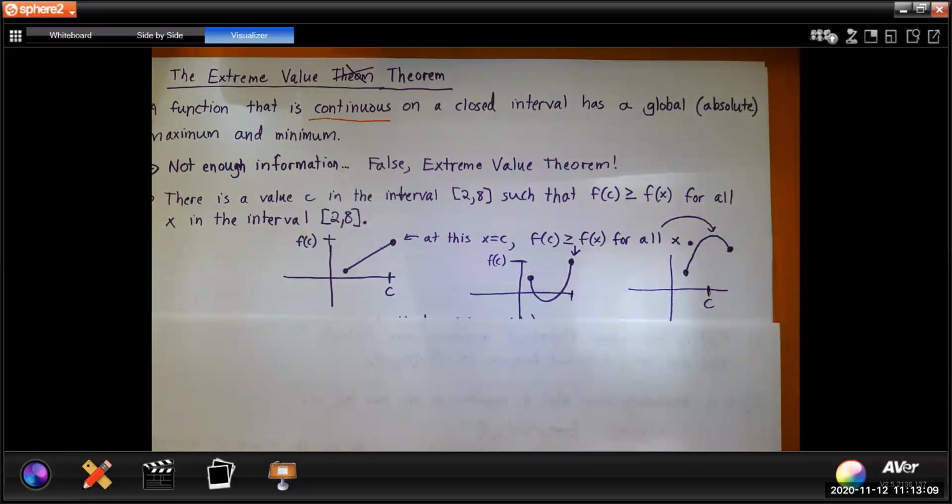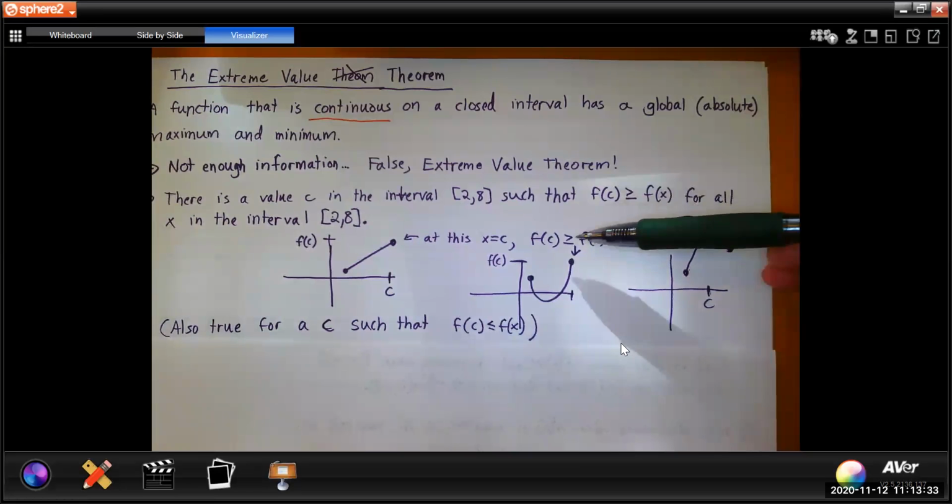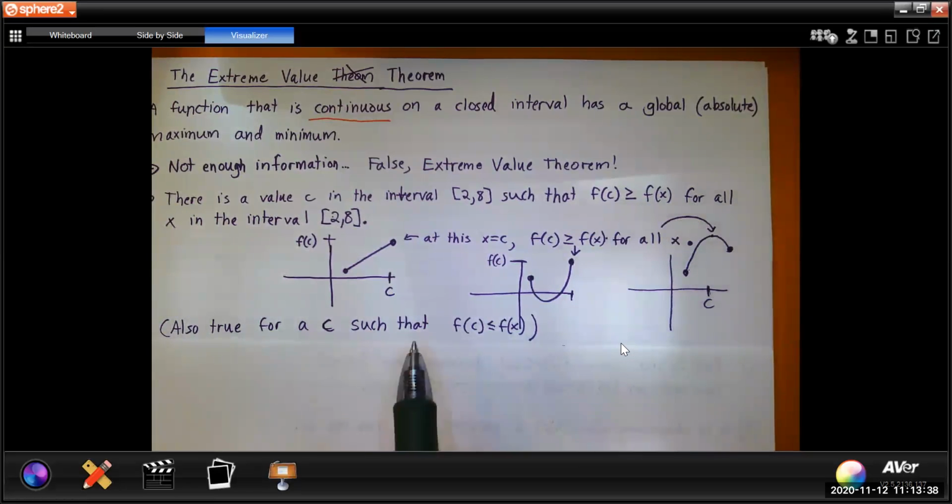It's a short way, a notational way of saying this is bigger. Same thing here for this last one. The c value right here has a function value, a y value. The place on the y-axis for this point is bigger than the place on the y-axis for every other point on here. And what the extreme value theorem tells us is it's not just true for f of c bigger than or equal to f of x, it's also true for f of c less than or equal to f of x. So just do a quick look and notice how that's true.